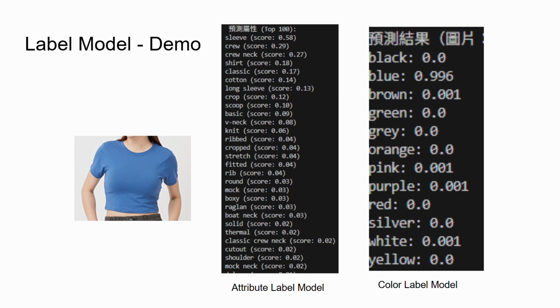This slide shows an actual example of how our label models work. The image on the left is a blue short sleeve top. The attribute label model predicted several relevant tags like sleeve, crew neck, shirt, and cartoon, each with a score showing the strength of prediction. The color label model correctly predicted blue with a confidence of 0.996 and very low values for all other colors.